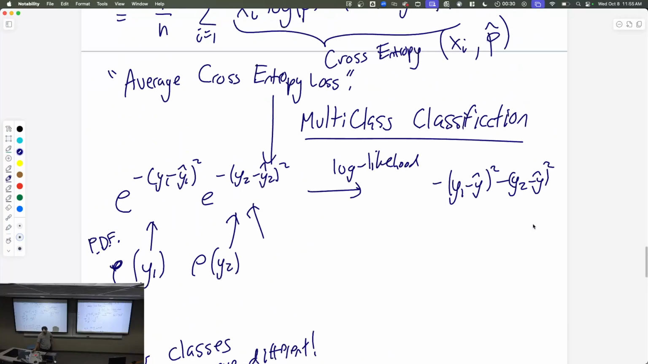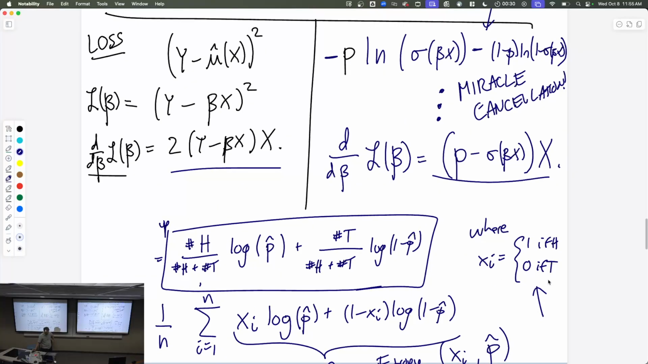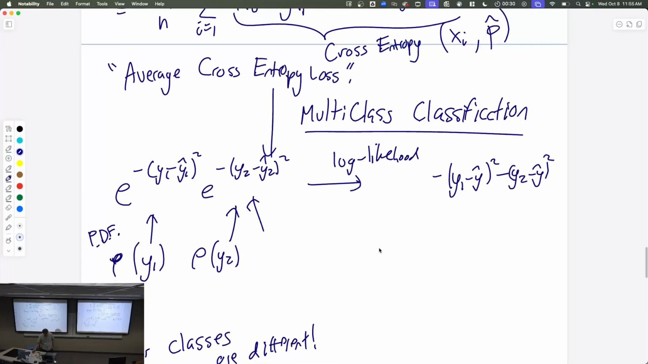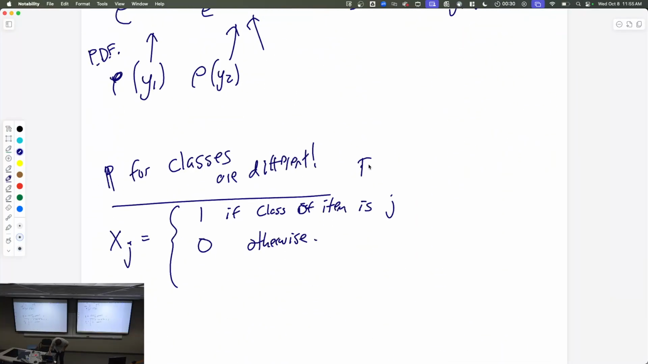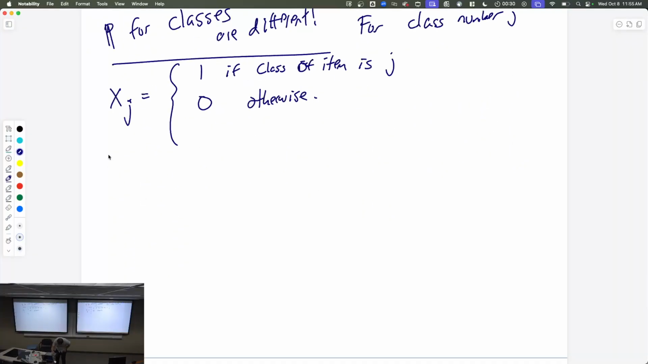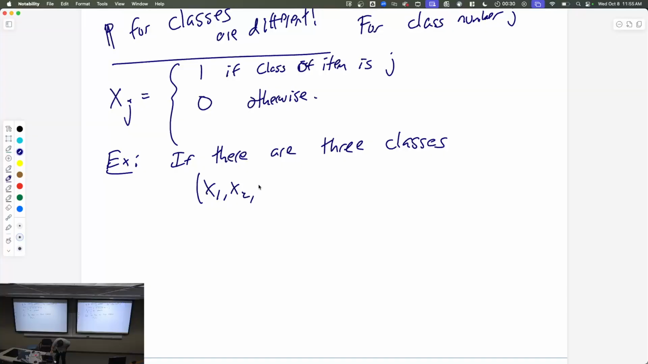I will warn you, this is a little bit different. So before, xi was the ith example. And this xj is talking about the jth class. So this is for class number j. And this is really like a one hot. So if you had 3 classes, for example, it could look like x1, x2, x3 equals 0, 1, 0. And that means you are in class 2 and you're not in classes 1 or 3. So this is really the one hot encoding that we talked about earlier.